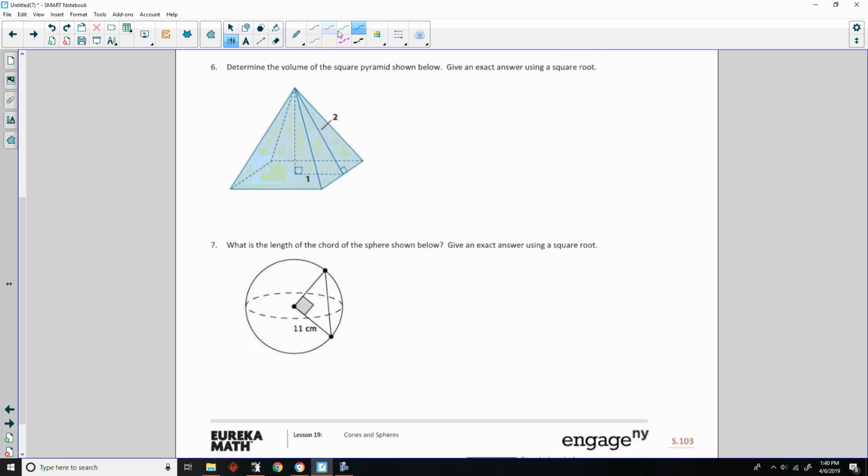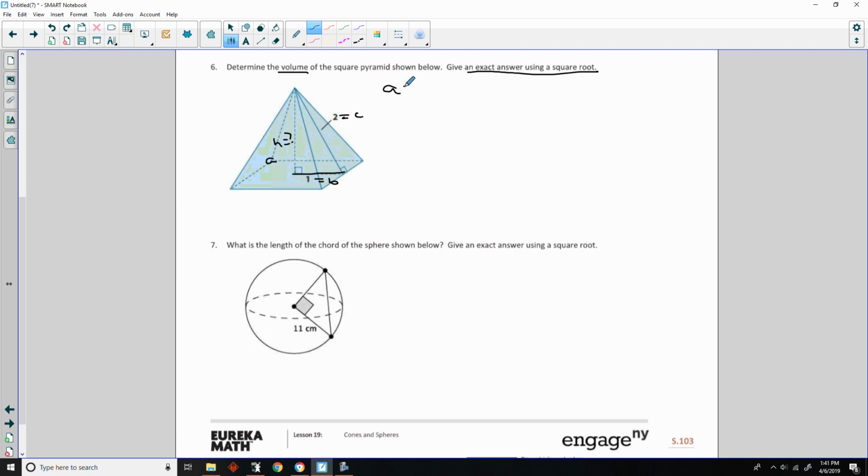Number 6. Determine the volume of the square pyramid shown below. Give an exact answer using a square root. So, my slant height, L, is 2. Or that's my C. My B is 1. I don't know my H, which is my A. So this is a Pythagorean theorem again, and we want to determine the volume. But first I have to find the height.